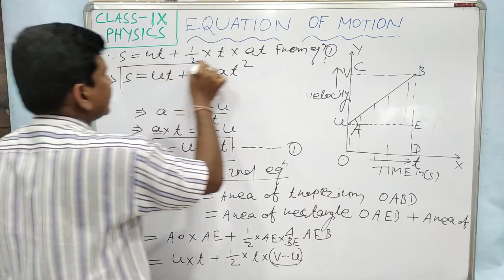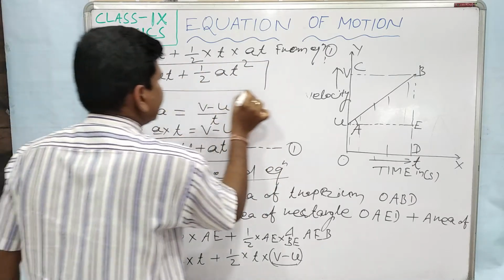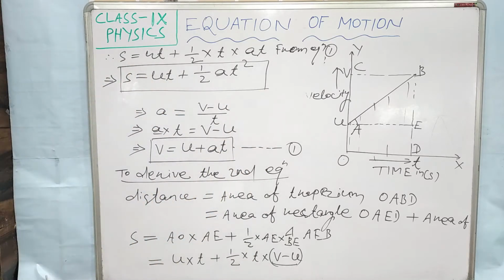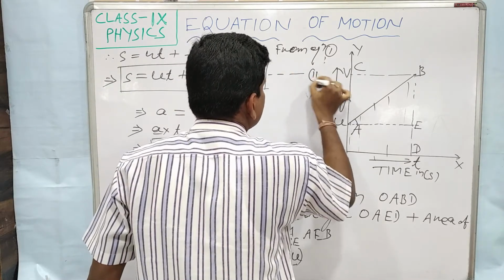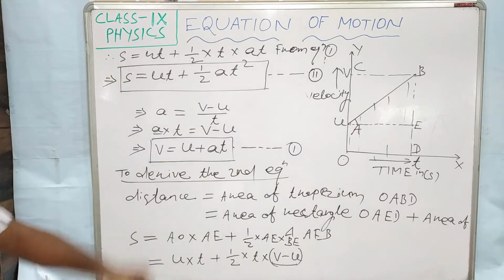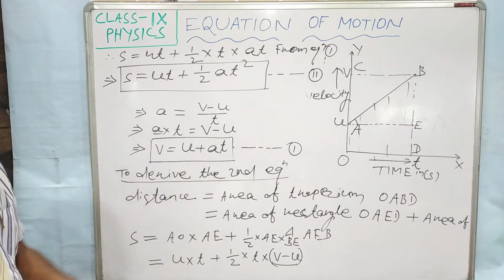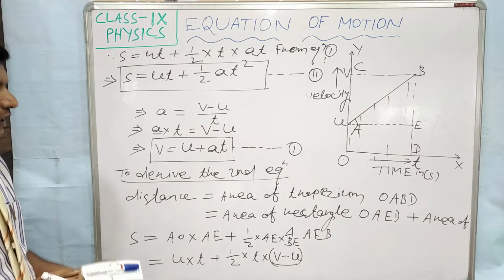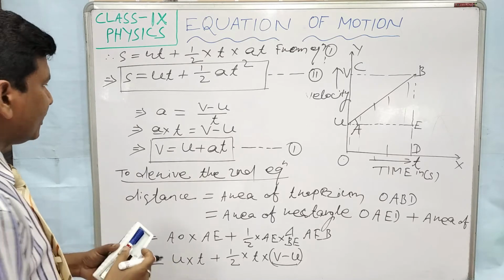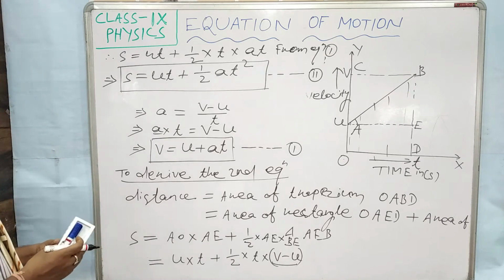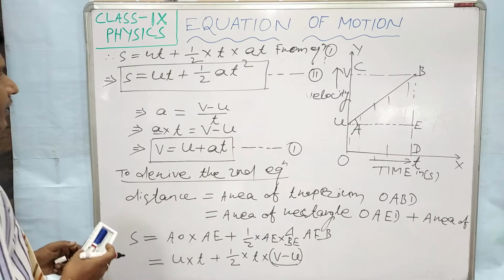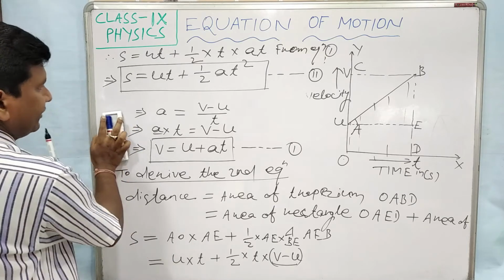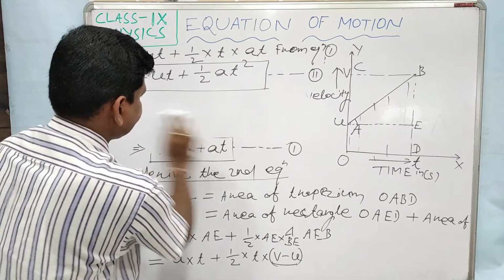Is it the second equation? Yes, this is the second equation of motion. That is S is equal to UT plus half AT square. Give it equation number 2. So we have now derived the first equation of motion and the second equation of motion. Let's see how to derive the third equation of motion. The third equation of motion is V square is equal to U square plus 2AS. Okay, let's see now. I am erasing this.